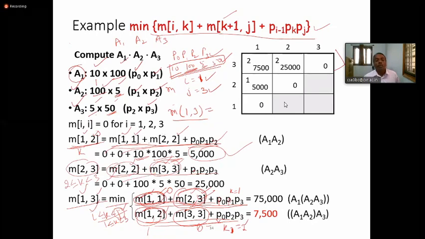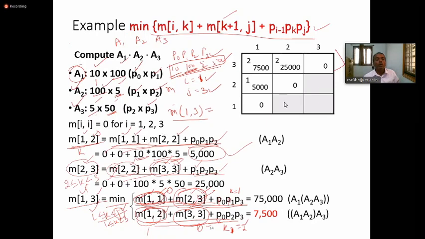Then P of I minus 1. I is equal to 2, so 2 minus 1 is 1. That is P1. Then P of K, K is equal to 2, which I took, that's why 2. Then Pj, Pj is equal to P3.